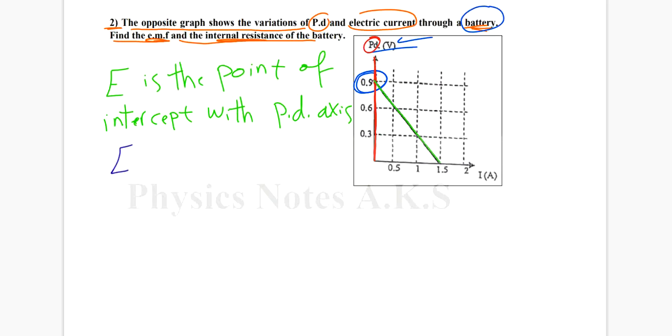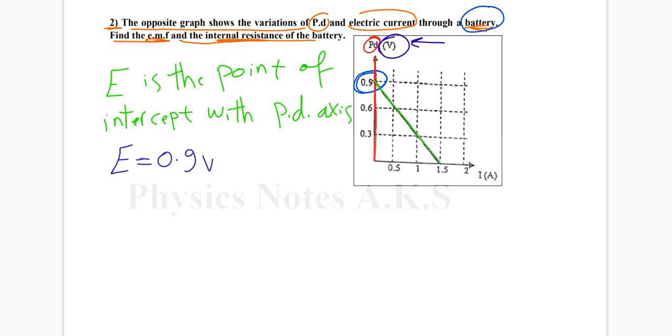So E equals, we can read, it is 0.9. We pay attention, what unit is used in here? It is volt. If between the brackets, please pay attention, if it is a millivolt or microvolt or kilovolt, etc., we need to change when we write the answer.